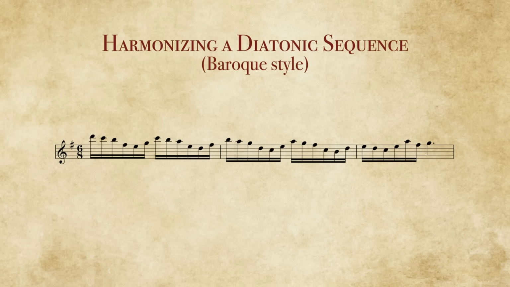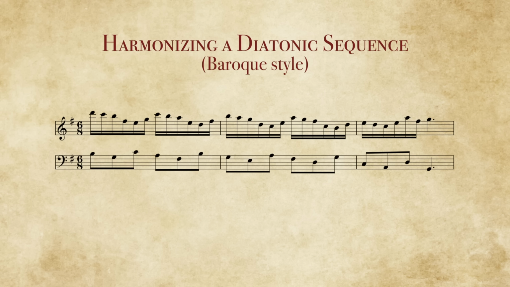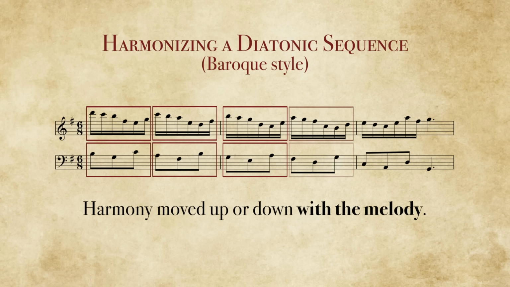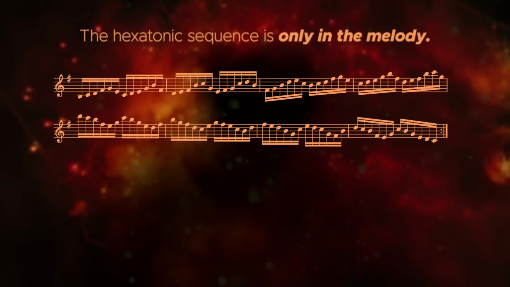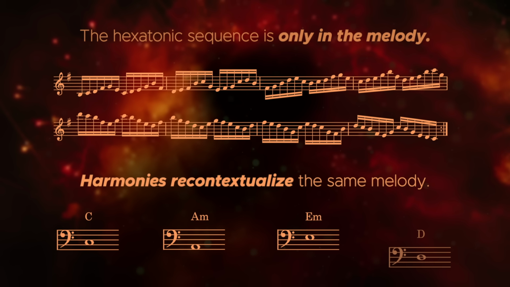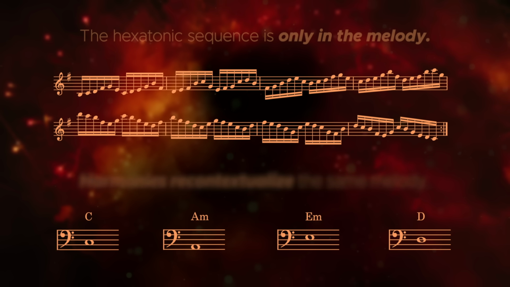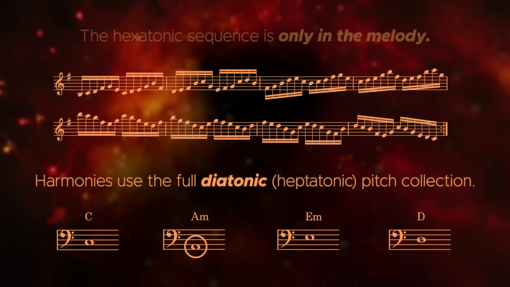When I made those little Baroque sequences, you may have noticed that I added some accompaniment, and the accompaniment followed the pattern of going up or down by step. However, in Oppenheimer, the sequence is only in the melody. There are harmonies that are moving much more slowly, which recontextualize those melodic notes. Importantly, they also make use of a full 7-note pitch collection, including the extra note A.